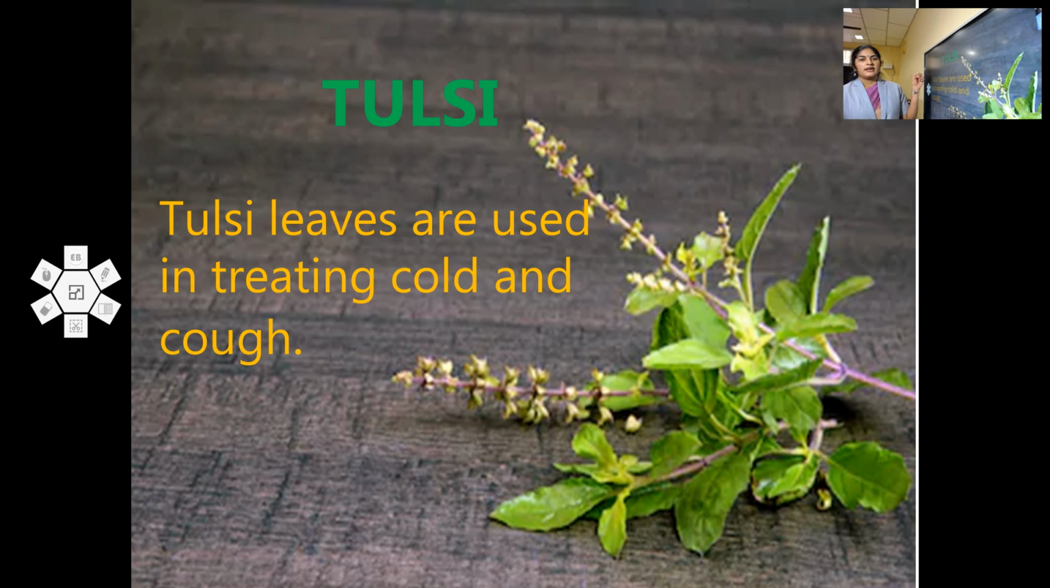Then comes a very important medicinal plant. It is tulsi. Tulsi leaves are used in treating cold and cough. When we are having cold and cough or some allergies connected to that, what do we do? We boil some tulsi with ginger and make a drink. When we consume that, it is very effective in curing cough and cold. So, a very important medicinal plant is tulsi. Okay.